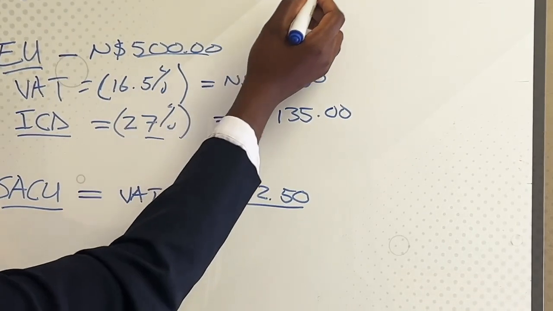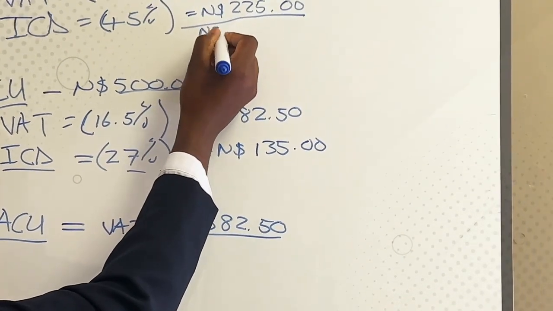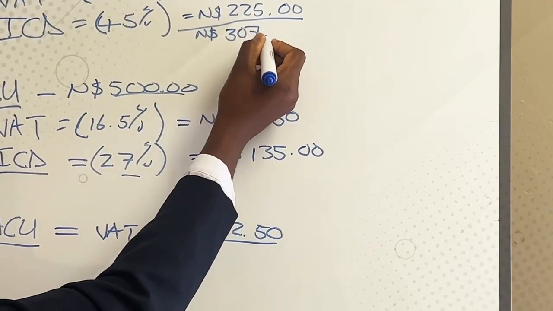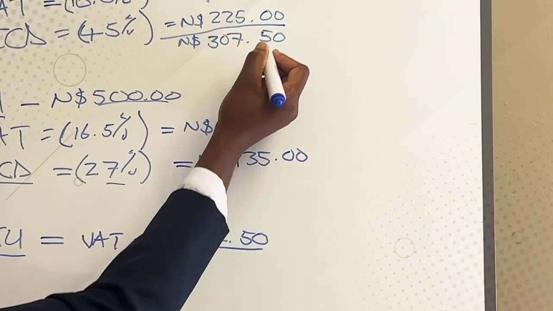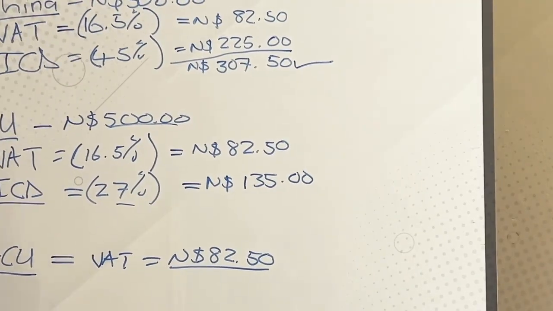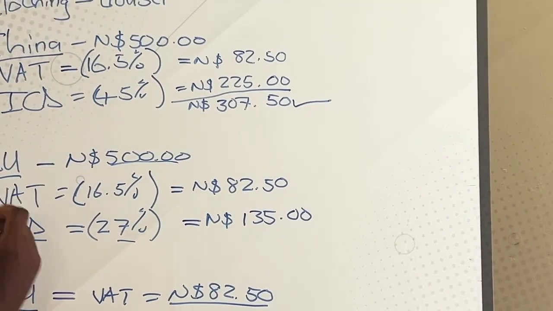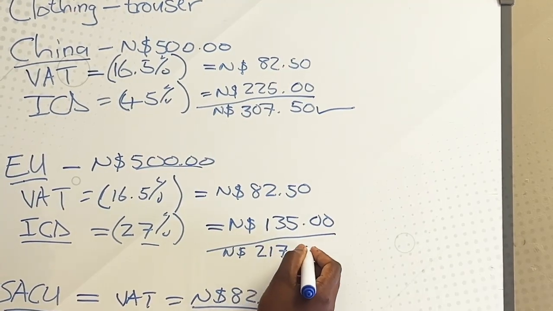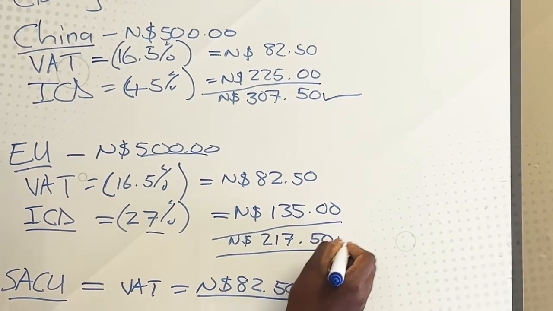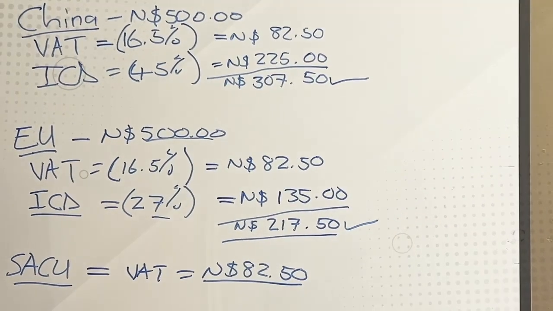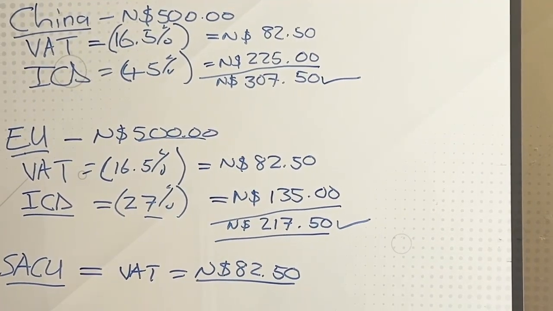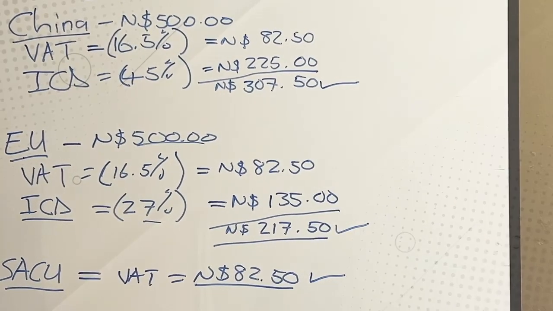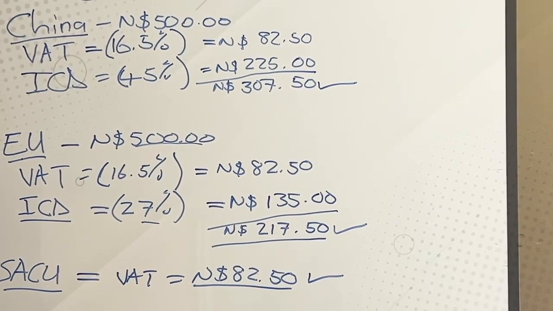So the total for the same trouser arriving from China will be 307.50, and for the same trouser arriving from the EU, it will be 217.50, and the same trouser with the same value of 500 Namibian dollars arriving from a SACU country will be $82.50. So this was just a practical example for the trouser.